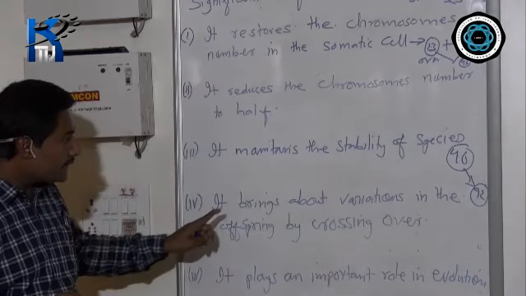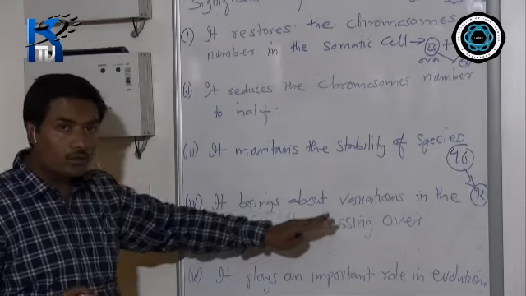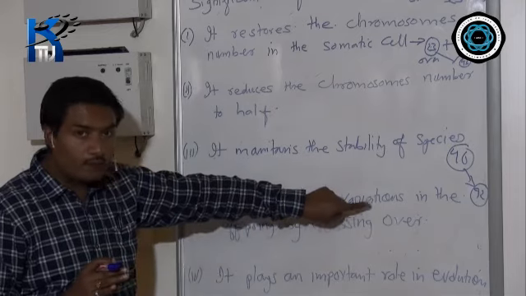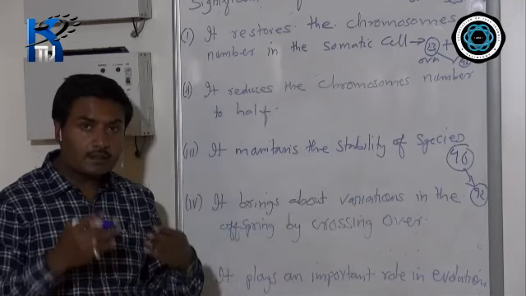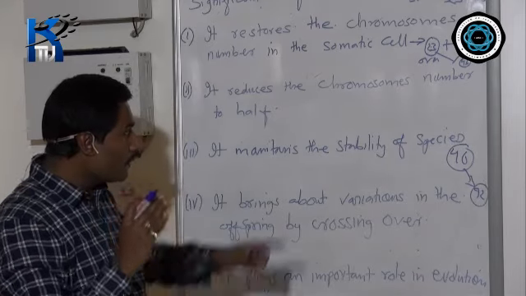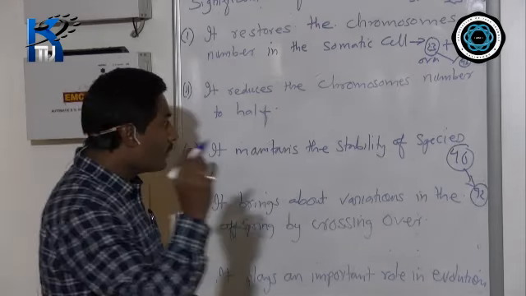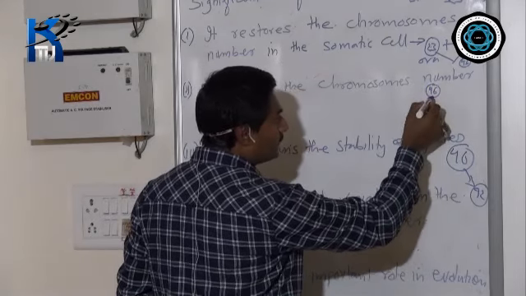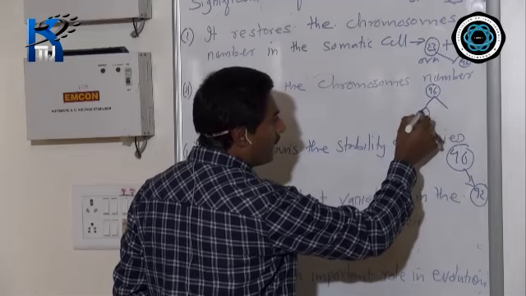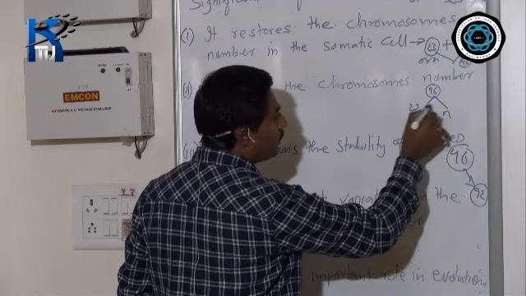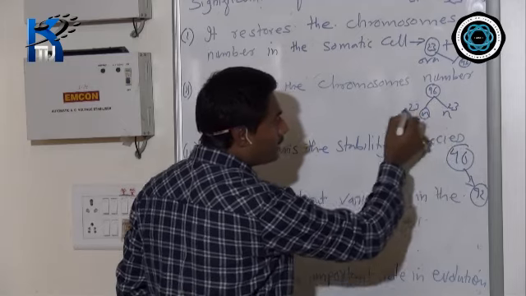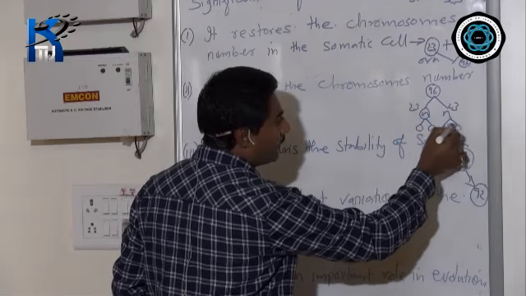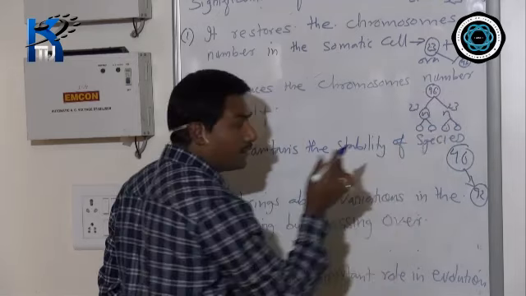Another point: it brings about variation in the offspring by crossing over. That is, what does meiosis bring about? It brings about variation. Why? Yesterday, when we were discussing meiosis, you came across that a germinal epithelium cell is reduced to half, n number, that is 23. After that, how many cells form? 4 cells are formed. So from one cell you get 4 cells in meiosis.